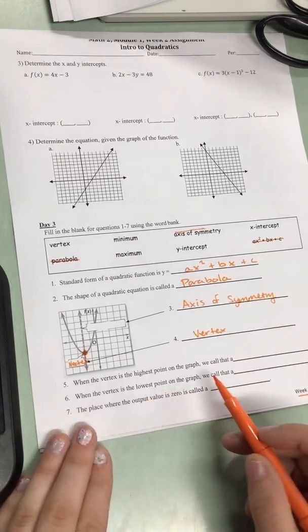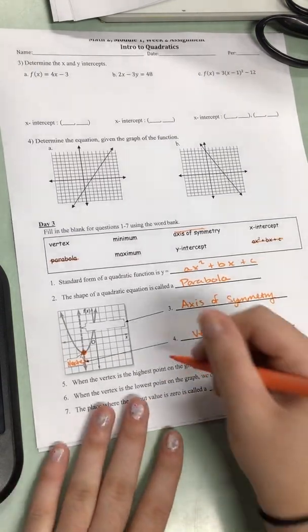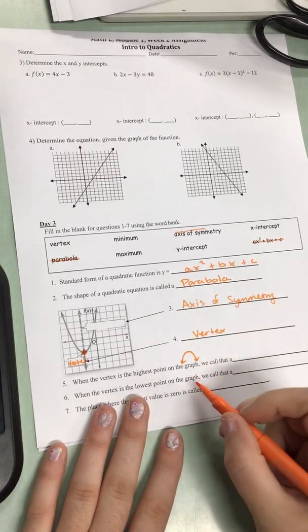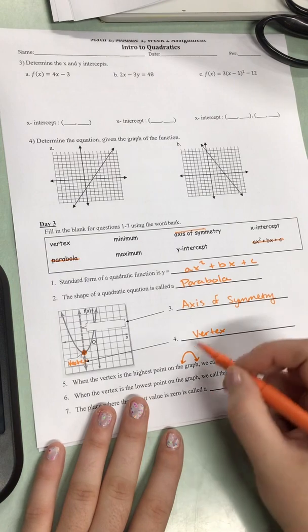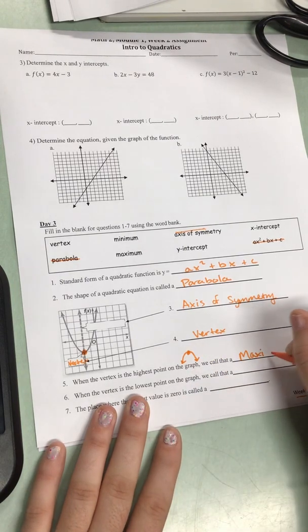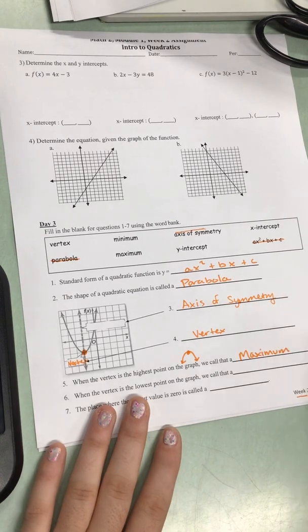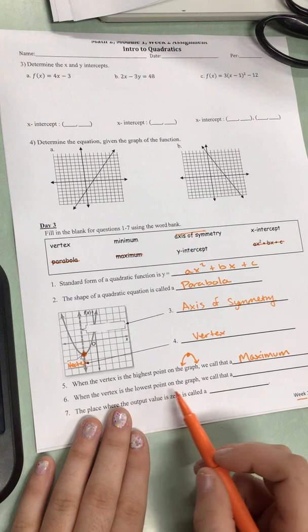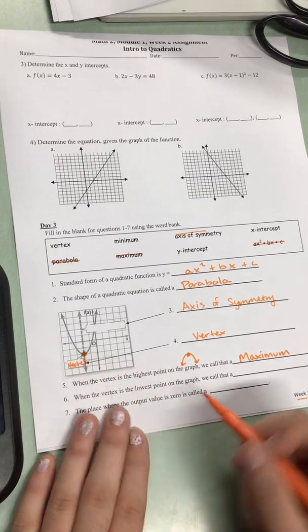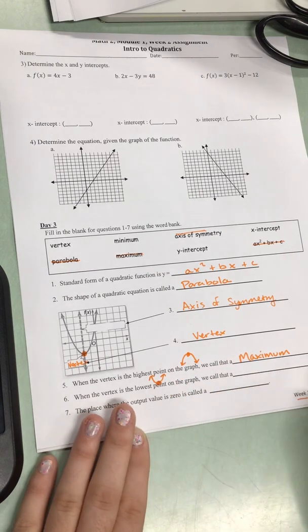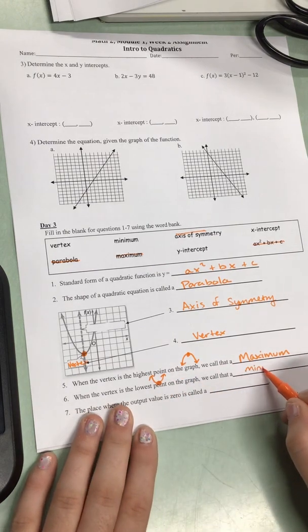When the vertex is at the highest point on the graph, like if it was facing upside down, it doesn't have a lowest point because it goes on forever, but it does have a highest point. We're going to call that our maximum point. And vice versa, when the vertex is at the lowest point on the graph, kind of like this picture right here, when it's facing upward, that lowest point is a minimum.